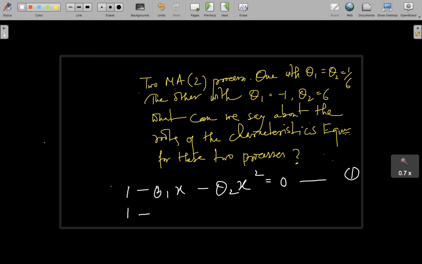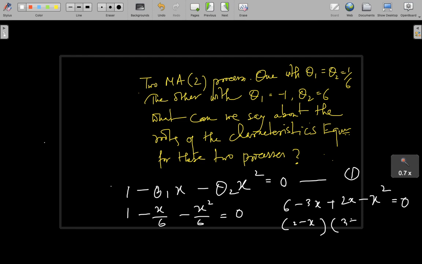So which means 1 plus x by 6 minus x square by 6 is equal to 0, which means I can write 6 plus 3x minus 2x minus x square is equal to 0, which will mean that I can actually have (2 minus x)(3 plus x) equal to 0, which means I can have my value x equal to 2 or minus 3. Okay, so that's from my first MA process. So let's call it equation 2.